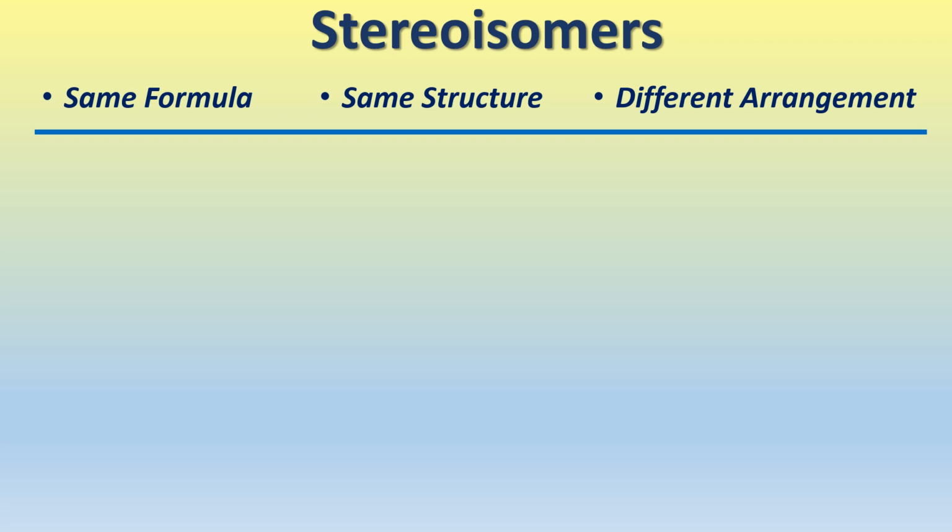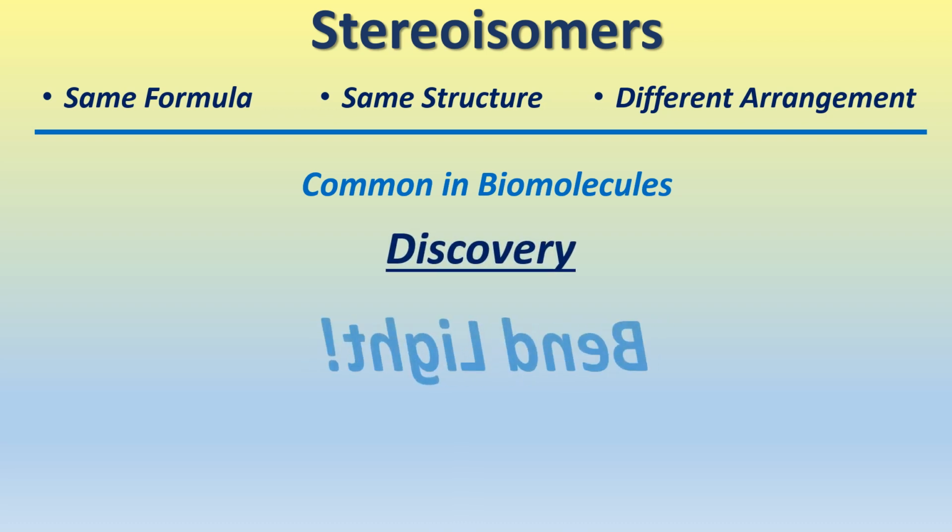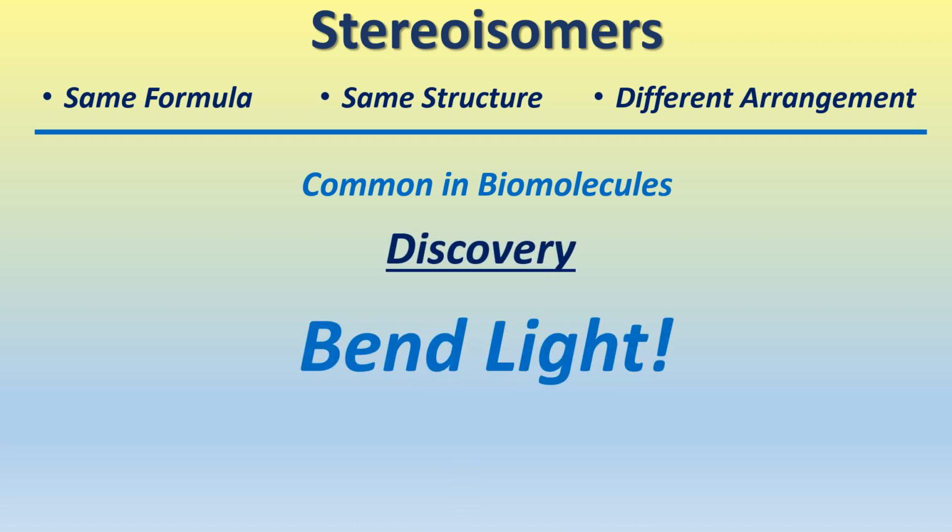They only differ in the arrangement of the atoms within that structure. As you will hopefully see in this series, this is an interesting study, not just for the understanding of chemistry, but for science in general. Stereoisomers are common in biomolecules. They're essentially the building blocks of life. And the story of stereoisomers starts with the discovery of their unique physical properties. Specifically, stereoisomers, pairs of them, are able to bend light in opposing directions.